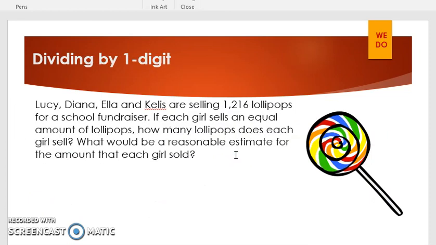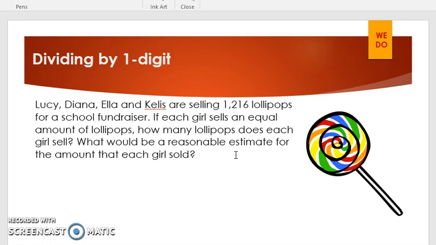Now let's do a division problem together. Lucy, Diana, Ella, and Khalees are selling 1,216 lollipops for a school fundraiser. If each girl sells an equal amount of lollipops, how many lollipops does each girl sell? What would be a reasonable estimate for the amount that each girl sold?